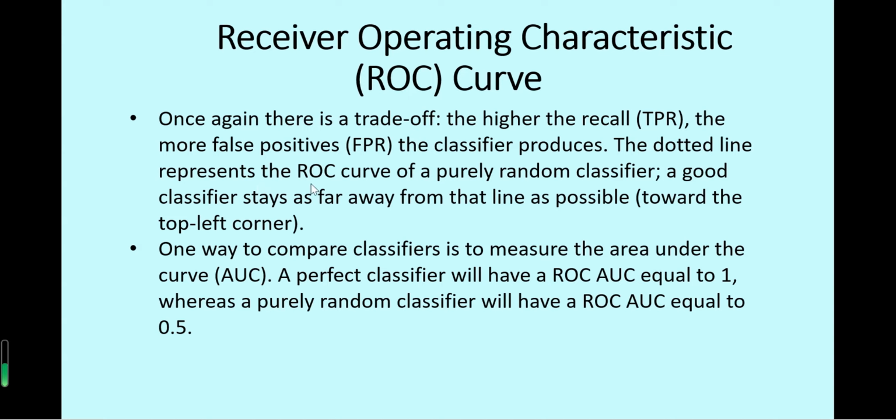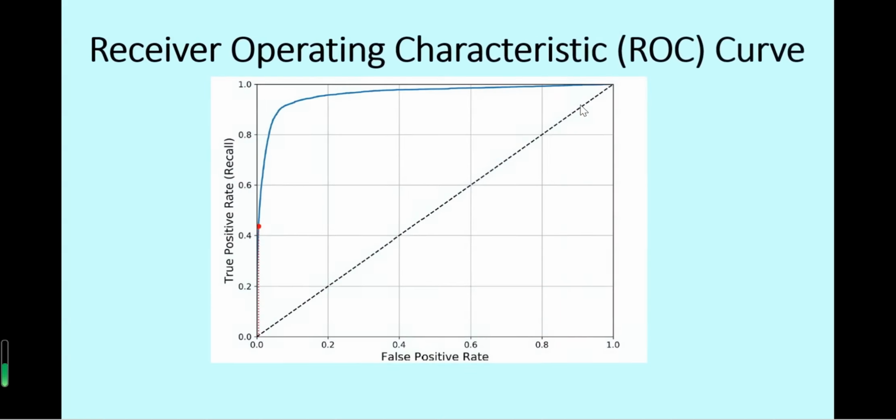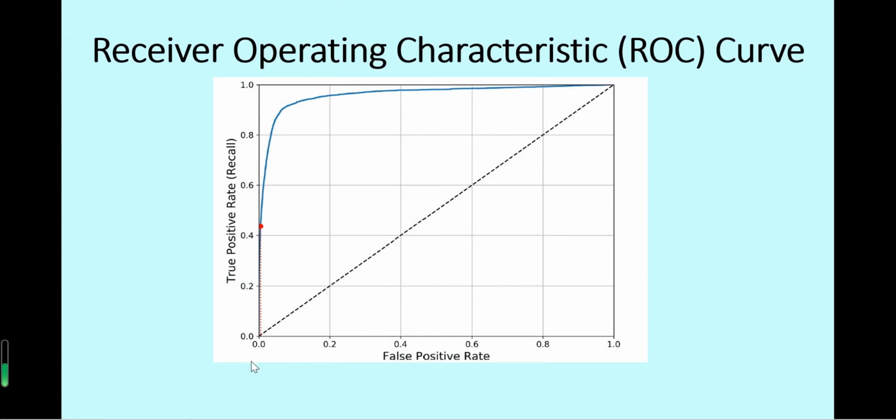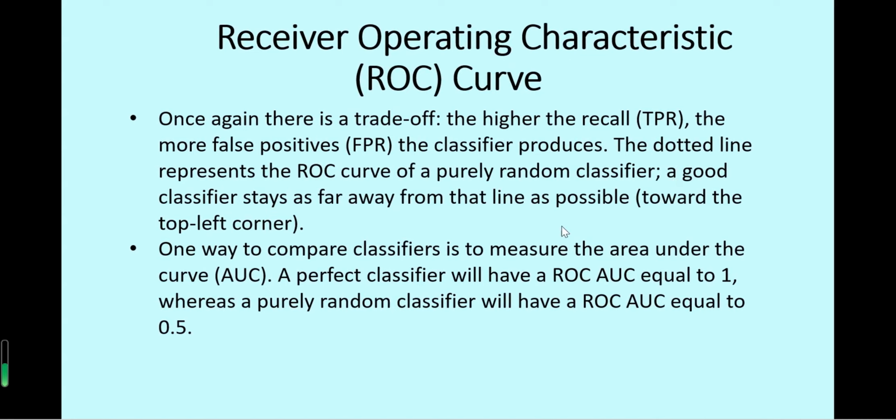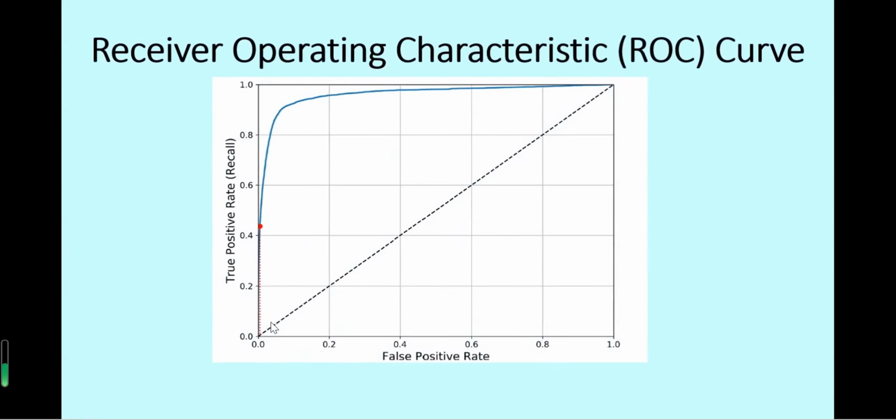And the dotted line represents the ROC curve of a purely random classifier. So this is the dotted line. If we use a null model, we get this line. A good classifier will stay as far away from that line as possible. If this ROC curve is very close to the top left corner, it is better.